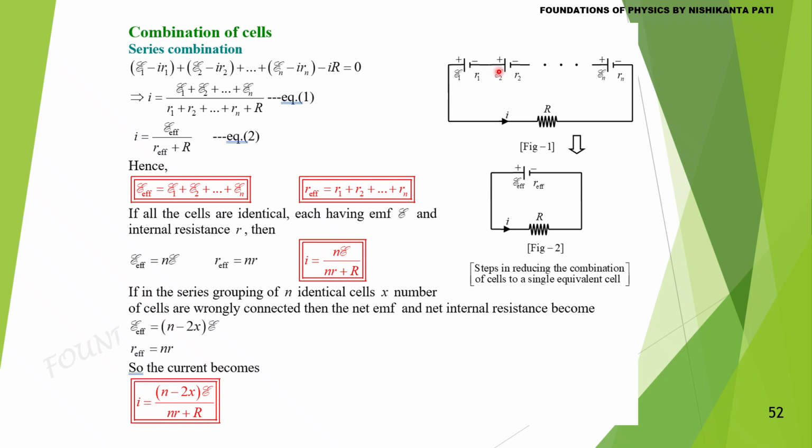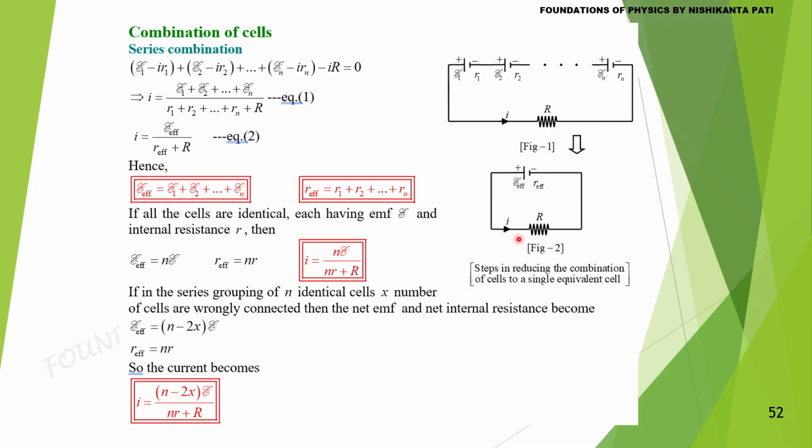Consider n number of cells connected in series. This series group of cells is connected across an external resistance R. E1 is the EMF and R1 is the internal resistance of the first cell, E2 is the EMF and R2 is the internal resistance of the second cell, and so on. This series group of cells is equivalent to a single cell of effective EMF and effective internal resistance.